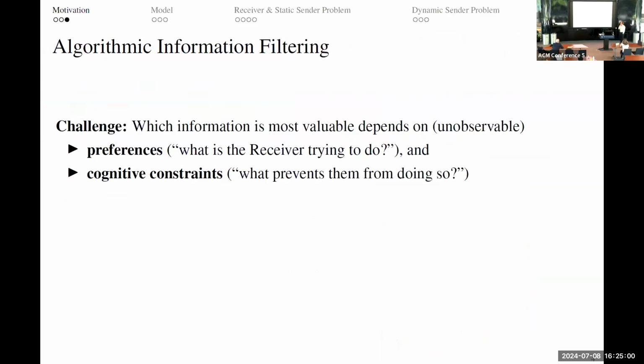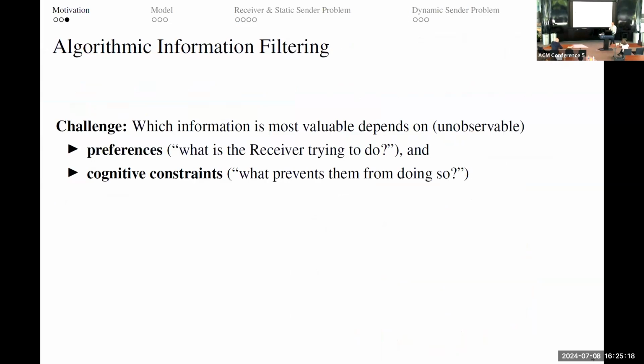Now, which information is most valuable in attaining Alice's goal? That depends on Bob's preferences, whatever the receiver is trying to maximize, as well as on his cognitive constraints, by which I mean essentially anything that may prevent him from effectively maximizing.